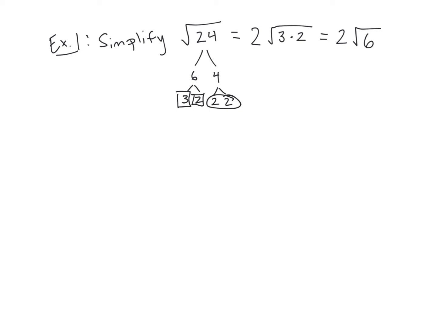So this is the process that we're going to go through. We're going to break things down. We're going to look for pairs. And if there are any pairs, we can pull them to the outside. So let's try another one. This time, I'll call this example 1b, simplifying the square root of 108.